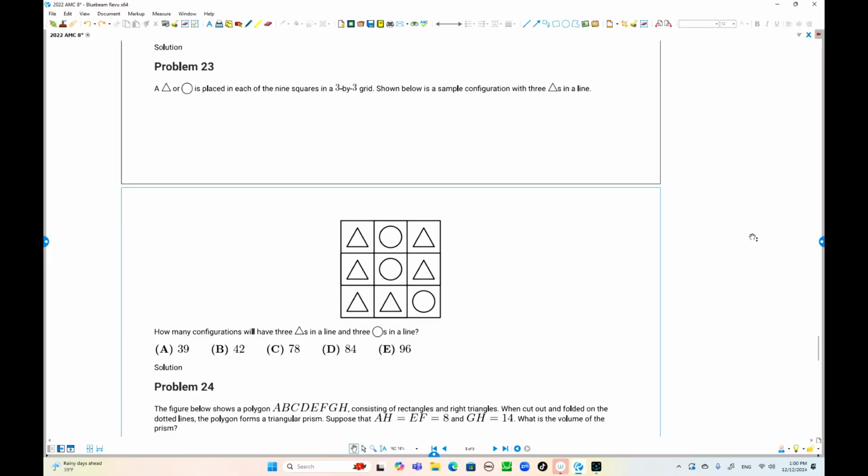Number 23, we have a 3 by 3 grid. So we're going to place triangles and circles in these 9 cells, but there's a rule. Three circles in a line over here looks like this, and not all... another 3 circles in a line again, but it's not 3 circles. We're going to make 3 circles. That's the correct one.